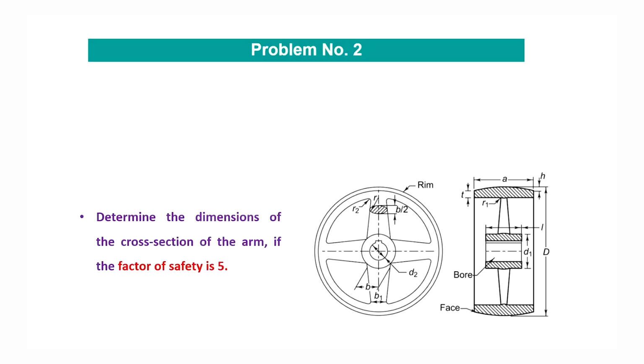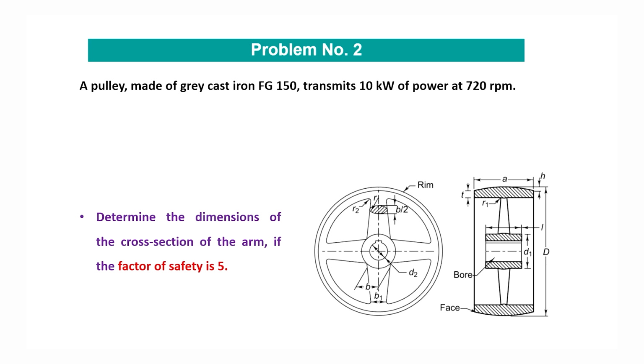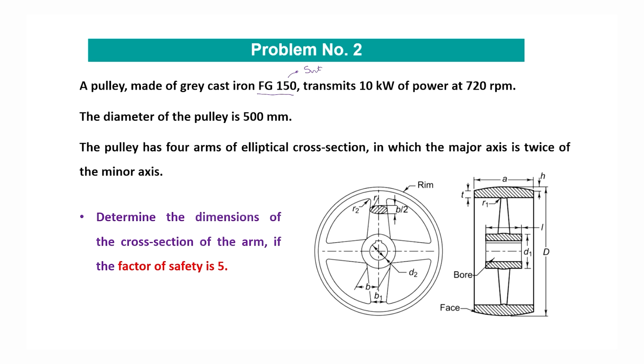Now, let's see the second problem, which is related to the pulley. A pulley made of grey cast iron, FG 150. FG 150 is the grade of the cast iron, where 150 represents the ultimate tensile strength of the material of the pulley, that means the cast iron. It transmits 10 kilowatt of power at 720 RPM. The diameter of the pulley is 500. The pulley has 4 arms, 1, 2, 3, 4 arms of elliptical cross section. The cross section of the pulley is shown as the ellipse.